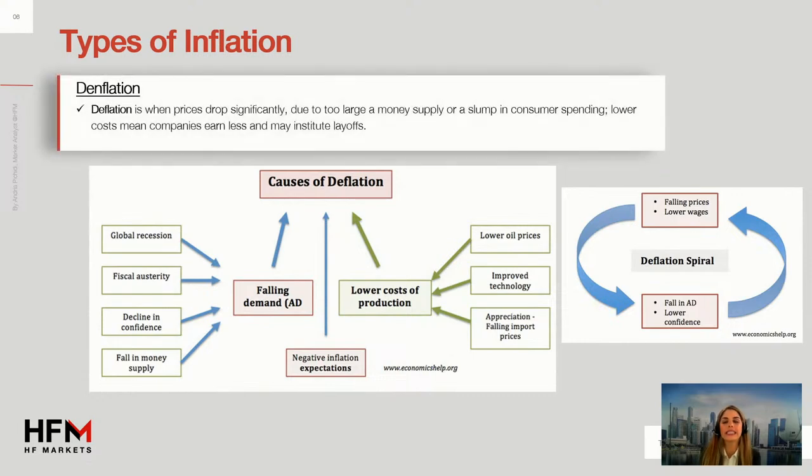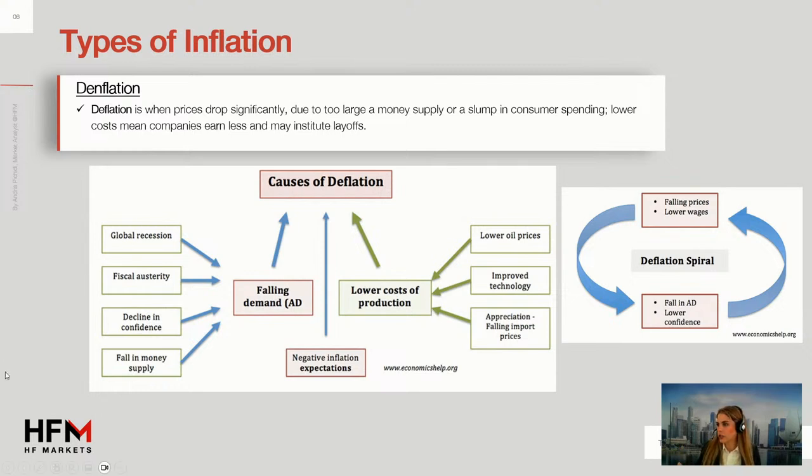Now, last but not least is deflation. I have a bit of a typo over here, sorry for that. So deflation is the opposite of inflation. Deflation refers to the situation where there is a decline in general price levels. So deflation, as you can see from the diagram over here from economicshelp.org, occurs when the inflation rate falls below zero, or even negative sometimes.